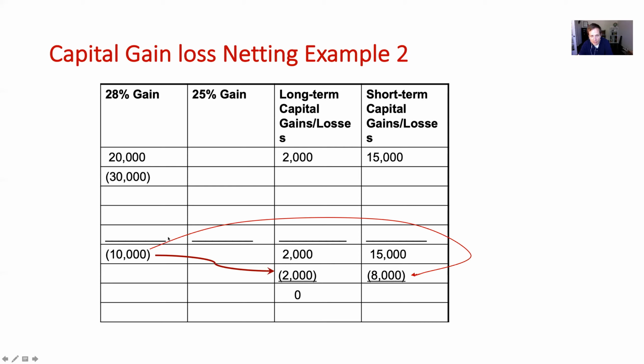Next, since I've gone through all the long-term categories, now I can move it down to the short-term. It can reduce that short-term capital gain. These are going to be taxed at a higher rate. That's why they make you do the lower rate ones first. And that brings me down to a $7,000 short-term capital gain. All right, so now I know that $7,000 is short-term capital gain, which means it's going to be taxed at ordinary rates.